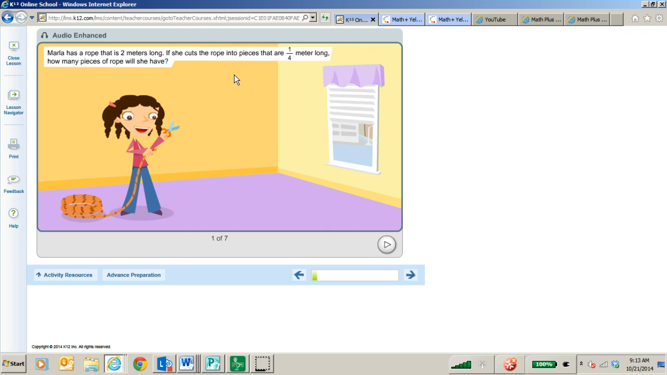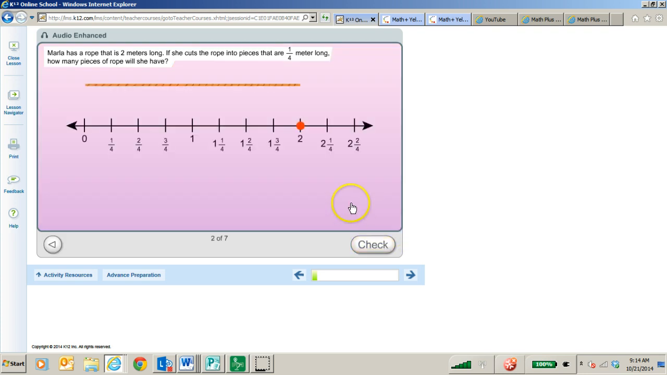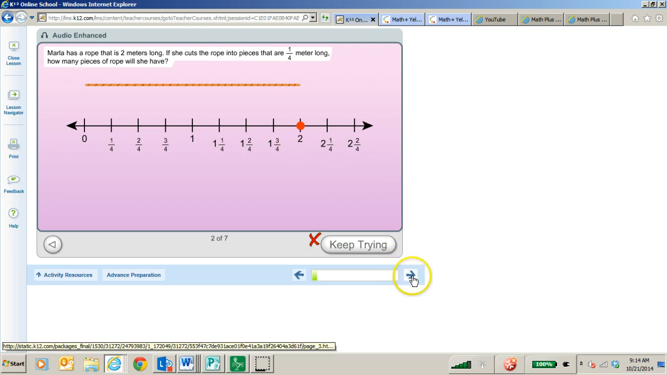Maria has a rope that is 2 meters long. If she cuts the rope into pieces that are 1/4 meter long, how many pieces of the rope will she have? So she's dividing the rope into pieces that are 1/4 long. And so it says how many, if she were to cut these, how many would she have? I didn't type in the answer, but we would have 8 different pieces. So there's more examples just like that as you go through.